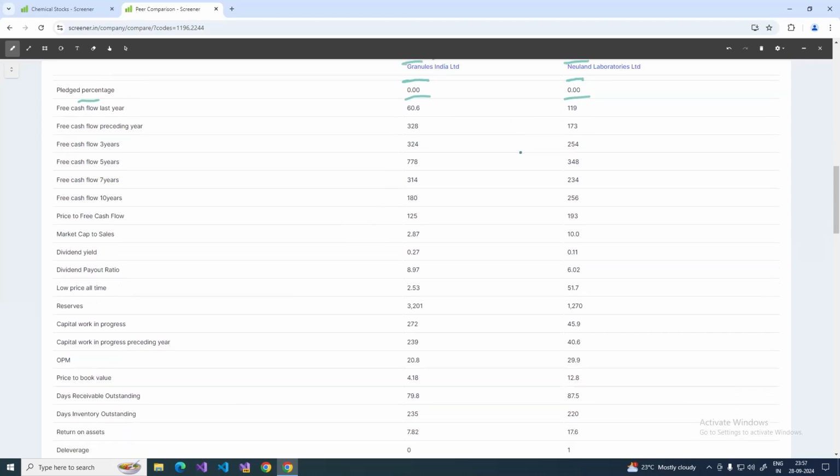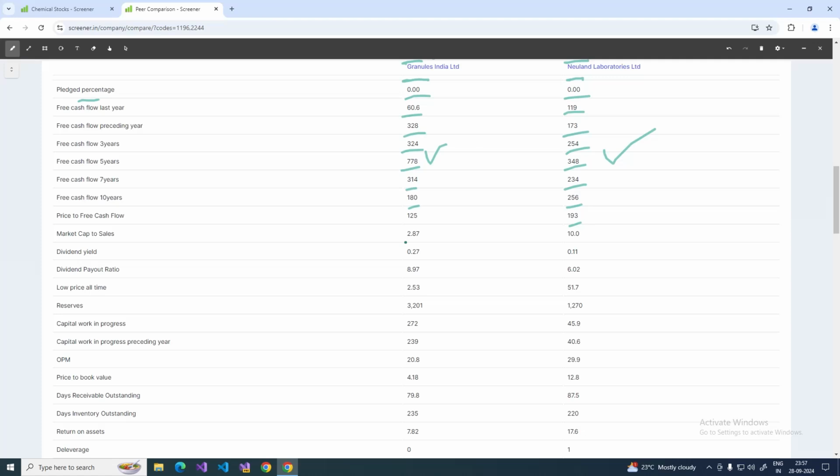Now we'll see free cash flows. For Granules, for last year, preceding year, 3 years, 5 years, everywhere it is positive. This is a positive sign. For Neuland Laboratories also, free cash flows are positive. So for both companies, free cash flows are positive. Next one, market cap to sales.